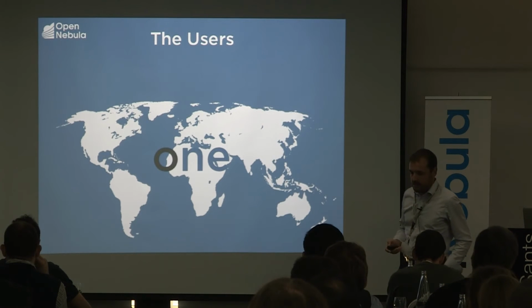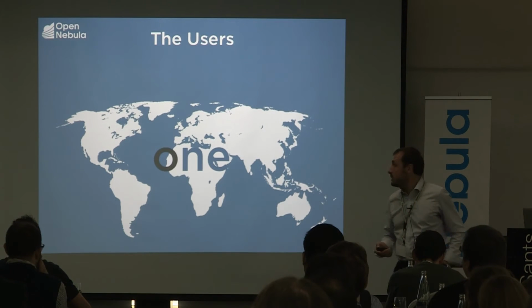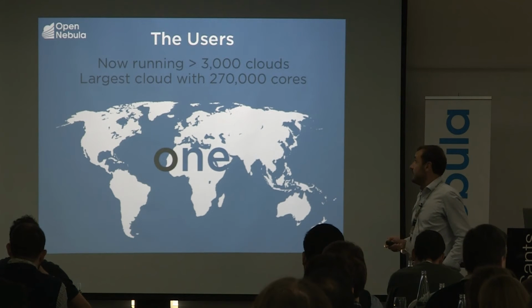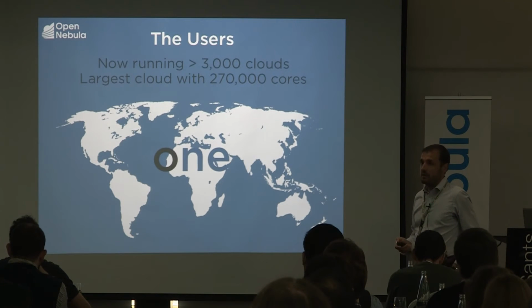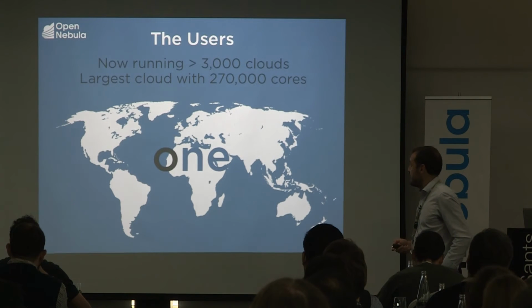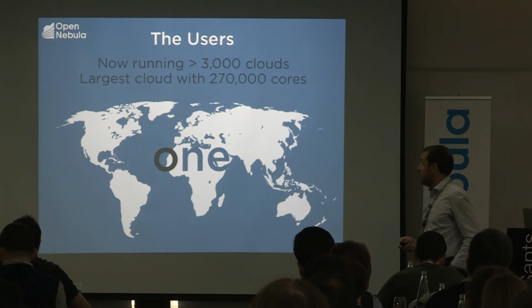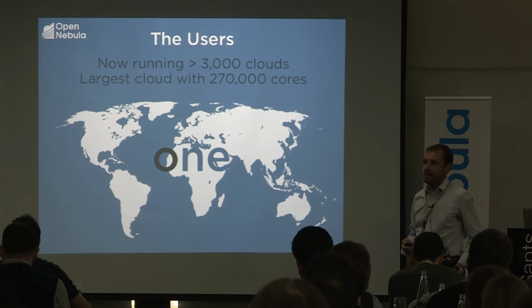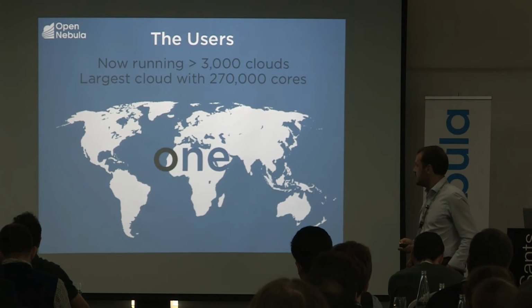Well, about the users, this is very important for us. We know that there are more than 3,000 clouds running OpenNebula around the globe. We also know that the largest one has almost 300,000 cores, which is an extremely large infrastructure. It's a federated environment with several OpenNebula instances.